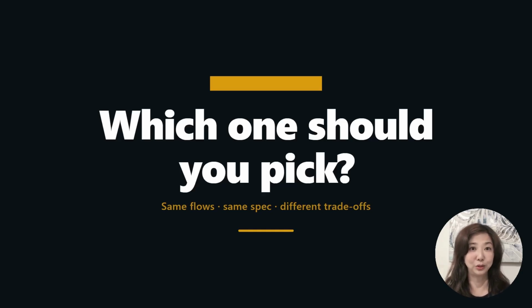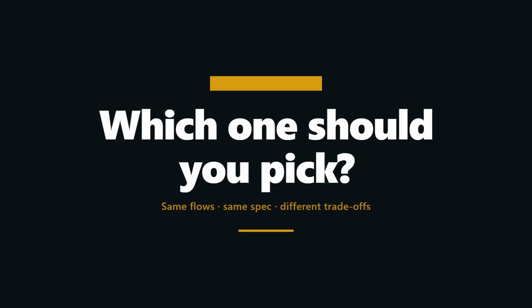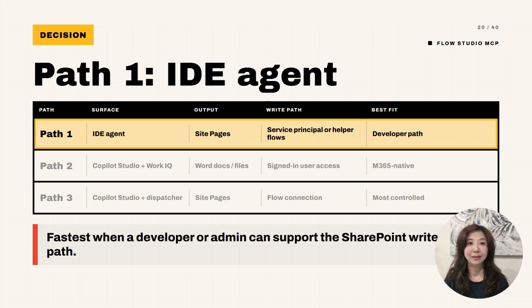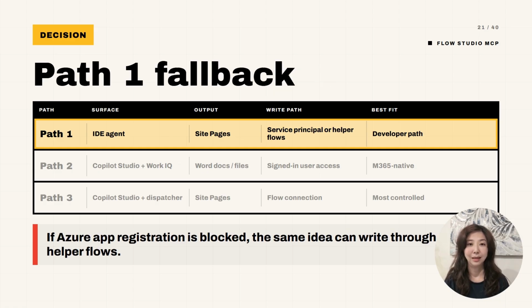Okay, so which one do you actually pick? Now we see the 3 paths. They share the same spec, but have different trade-offs. Path 1, the IDE agent. You need a developer in the room. This is the fastest setup with a service principal. It still works with the dispatcher flow if Azure is blocked.